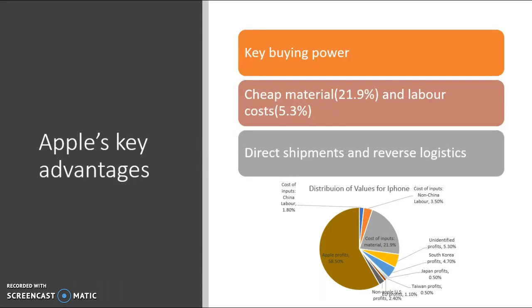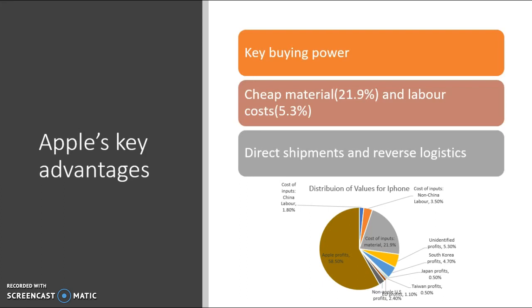The next key advantage I want to talk about is their cheap material, which is 21.9% of their total sales, and labor costs, which is 5.3%. The rest is just strictly profit after those two. Very high profit margins on the key sales.